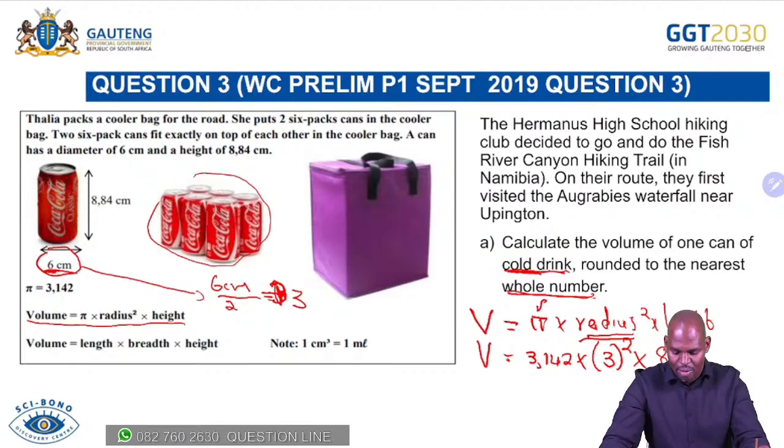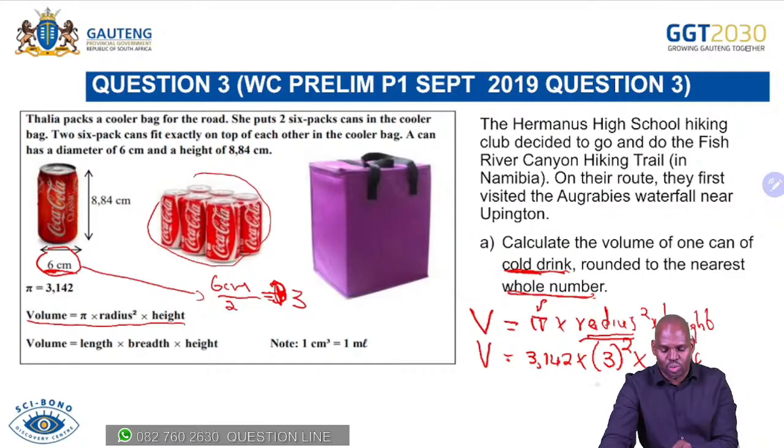Never mind the unit. You don't necessarily have to substitute the unit as well, because in this case you know that the radius is in centimeters and the height is also in centimeters. So in the end, you should know that your answer will be centimeter cubed.